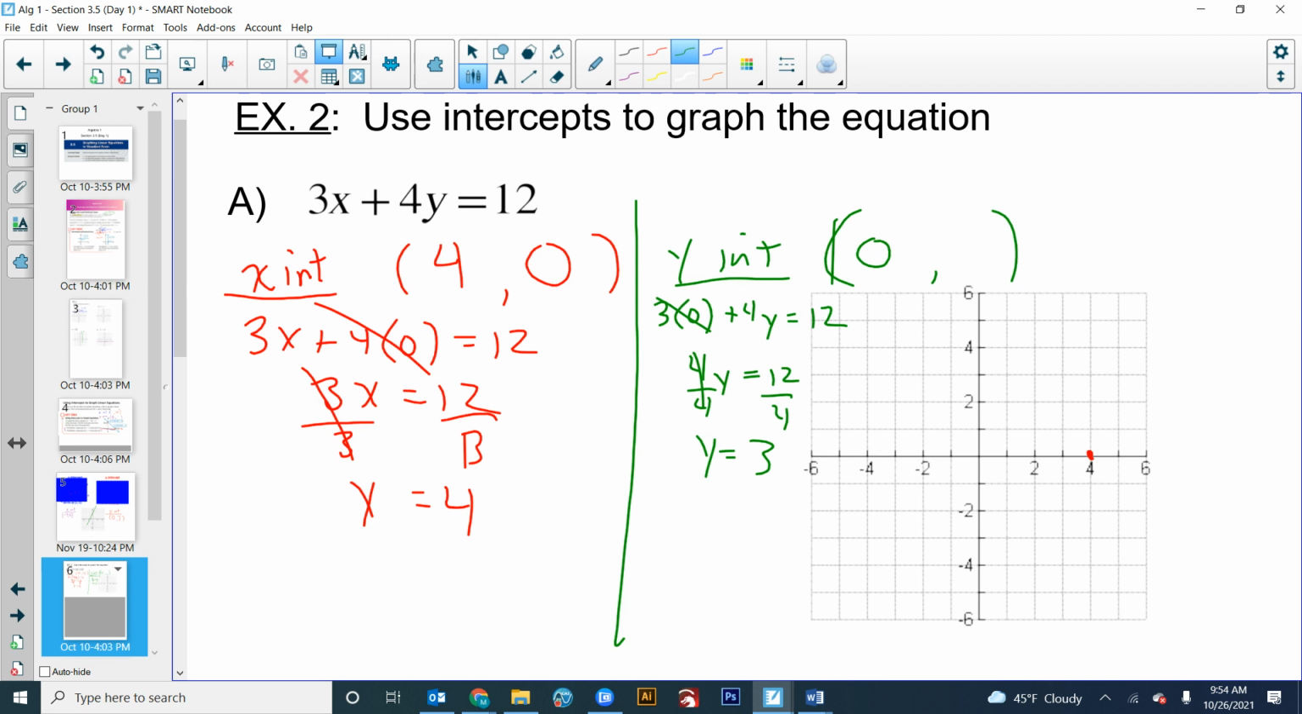Guys, my y-intercept is (0, 3). So go up to (0, 3). Now, guys, I would make sure you have graph paper, and it's nice to have a little ruler on you to draw a straight line. You were told at the beginning of the year to get some graph paper. There's my line, graphed by using intercepts.